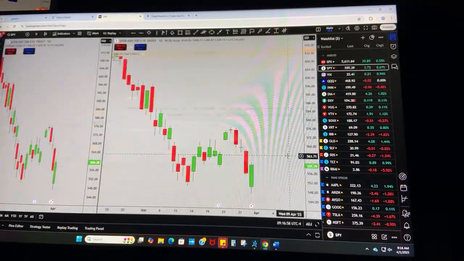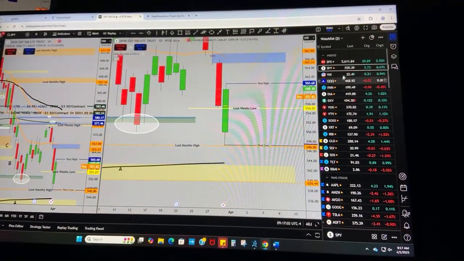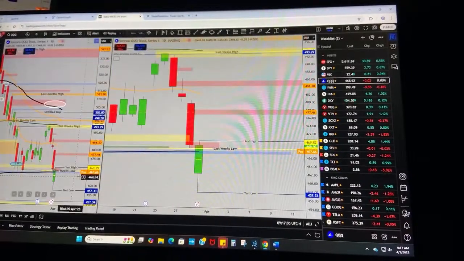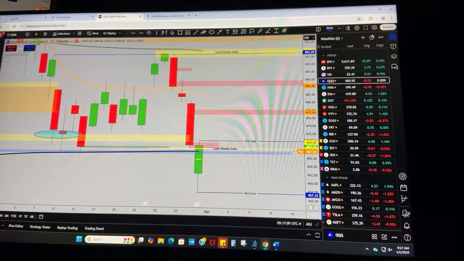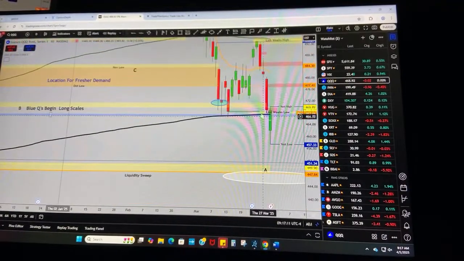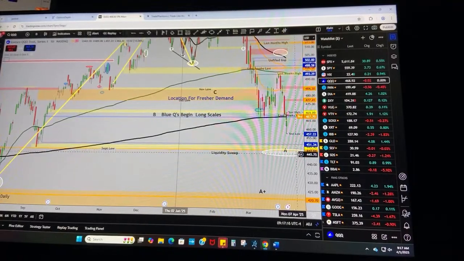All right, kind of already went over SPY. All right, psych gap down. Qs, QQQ. Again, you can see we made a new lower low. So the Qs, okay, we already talked, I think I talked a little bit about this too.